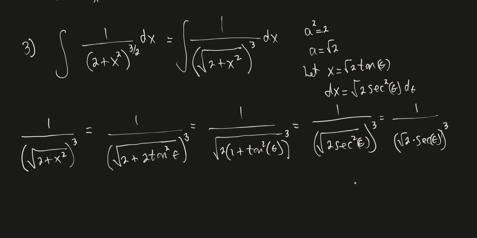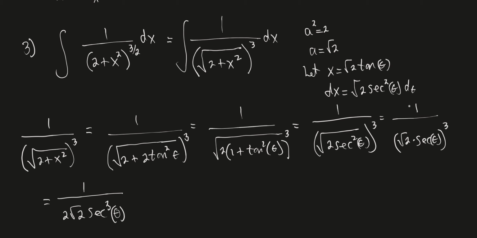And then if we drop these parentheses, it'll be root 2 cubed, which is 2 root 2, right? And then secant cubed. So here is the integrand in probably as simple a form as we can get it: secant cubed theta. All right, so that's our integrand.